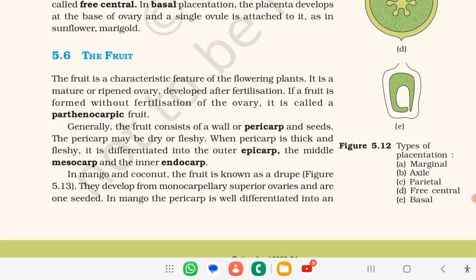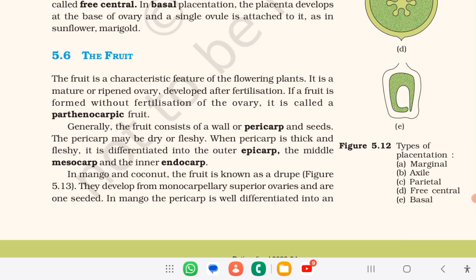Fruit, 5.6. The fruit is a characteristic feature of flowering plants. It is a mature or ripened ovary developed after fertilization. If a fruit is formed without fertilization of the ovary, it is called a parthenocarpic fruit. Generally, the fruit consists of a wall or pericarp and seeds. The pericarp may be dry or fleshy.